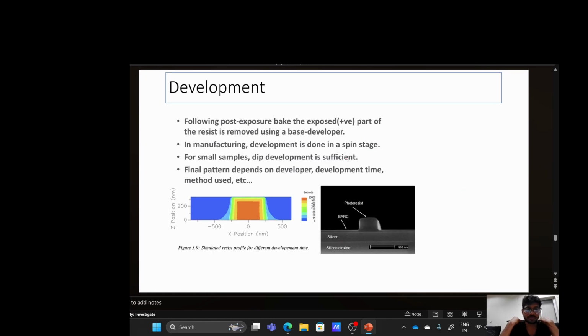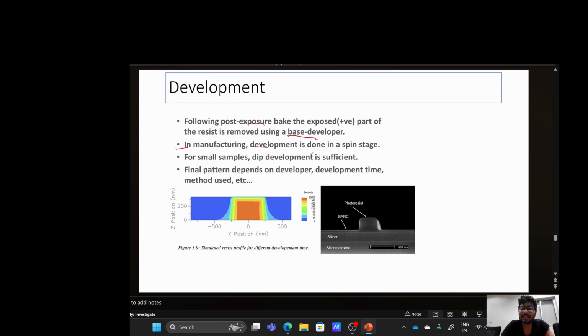So now comes the development. After the post exposure bake, if there is a positive tone photoresist, the exposed part will be removed with a base developer. That can be KOH or NaOH, these kinds of developers.